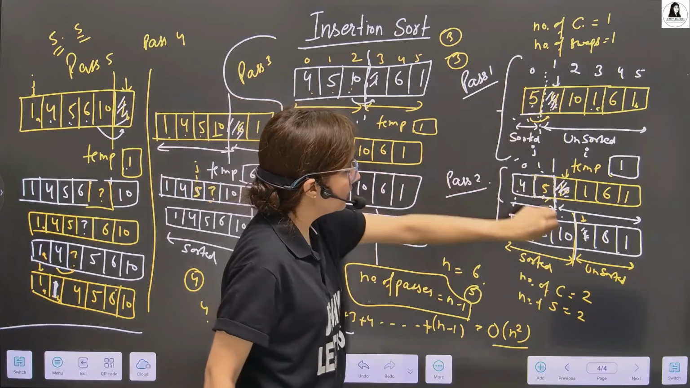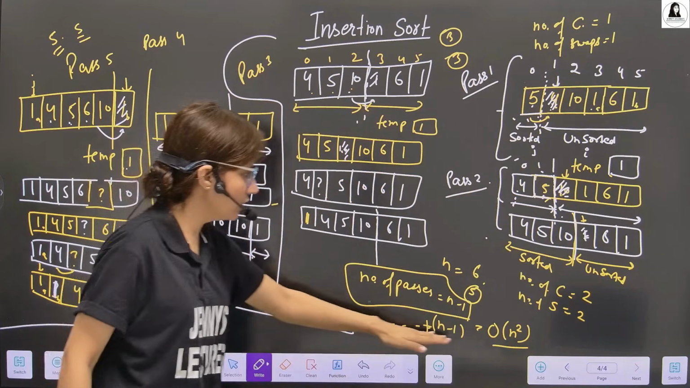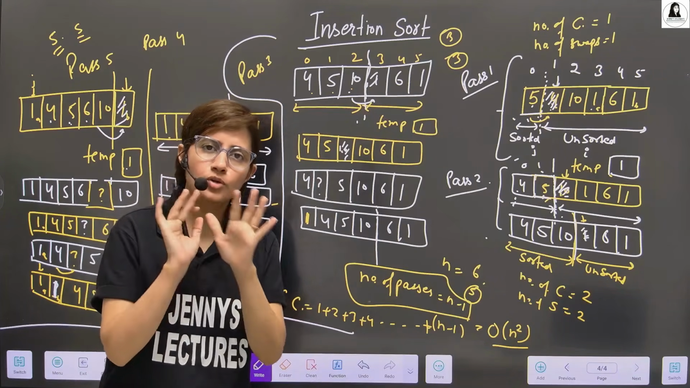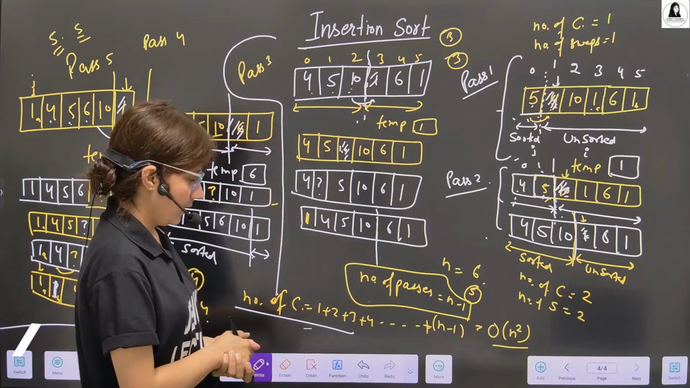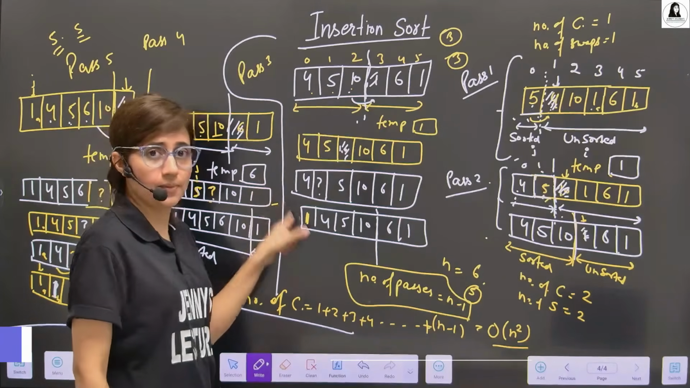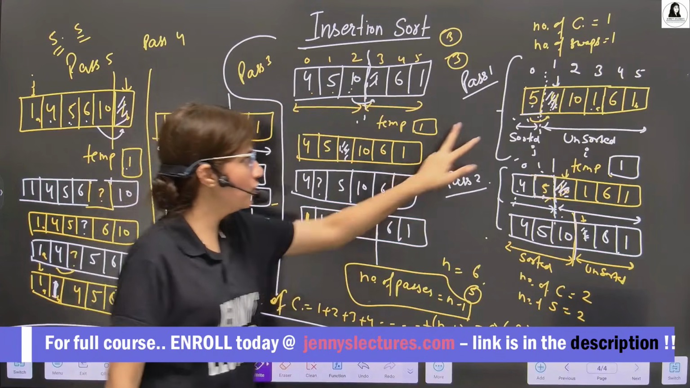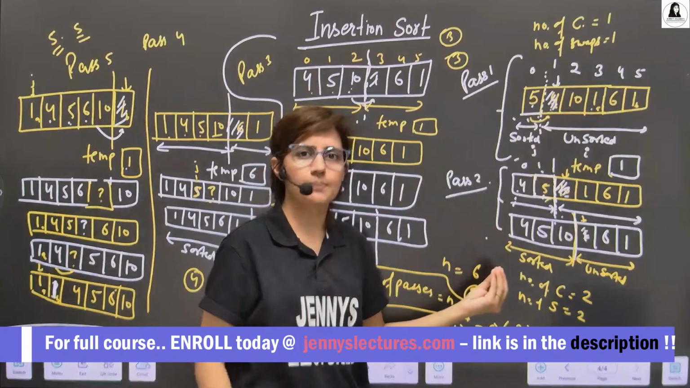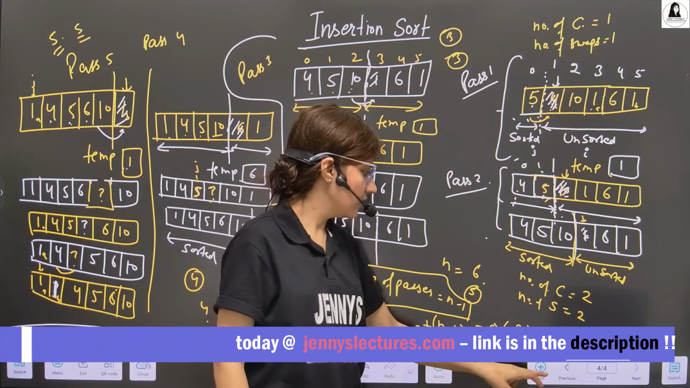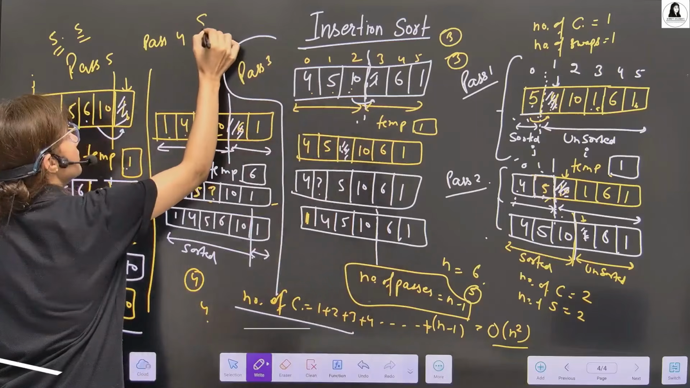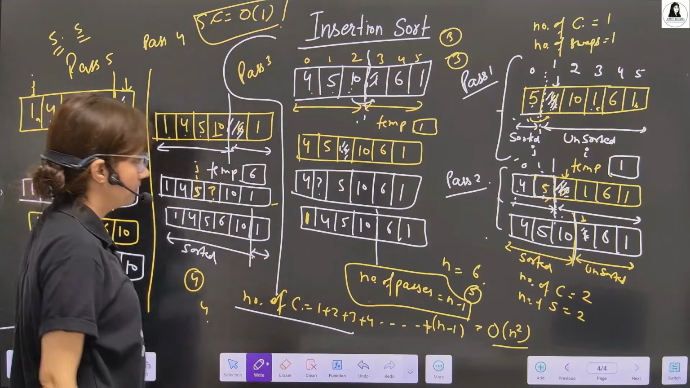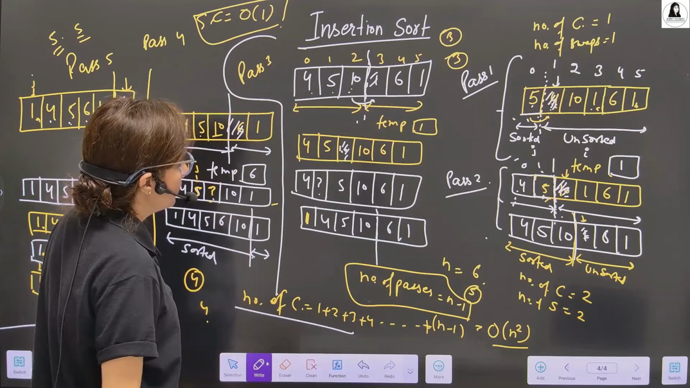In this 1, then 2, then 3. So same 1 plus 2 plus 3 up to this. So n square, number of swaps. But basically we need number of comparisons to find out time complexity. Right. This is stable. Is this in place? Yes, you don't need any extra space. Within the given array only we are doing some shifting, swapping, and that's it. So it's in place. Space complexity for this is order of 1.